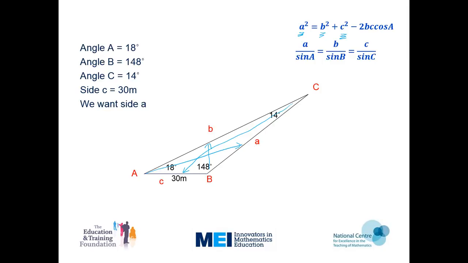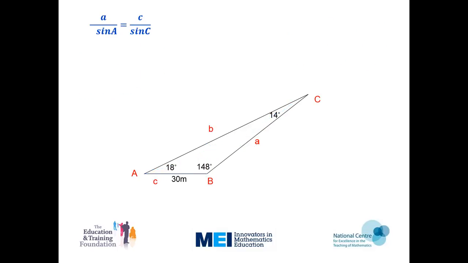Let's consider the sine rule. A over sine A is B over sine B is C over sine C. Well, I've got side C, I can tick that. I've got angle C, so I can find sine C. I've got angle A, so I can find sine A. And I want little a. So if I can remove this one, I can use the sine rule A over sine A equals C over sine C and find A that way.